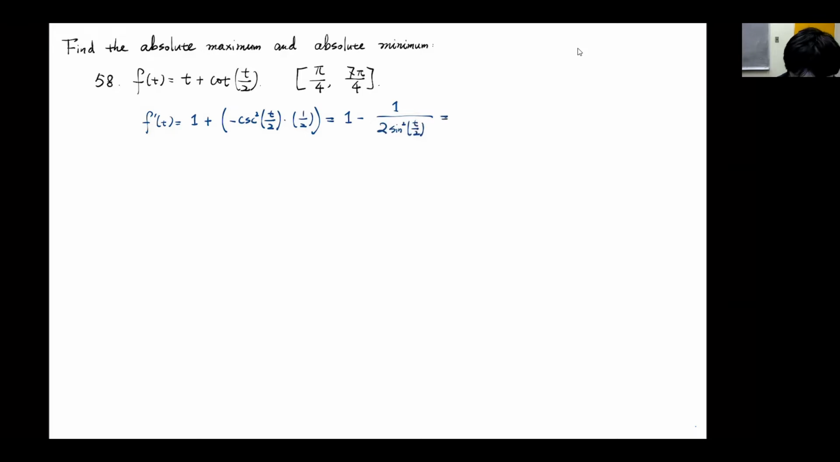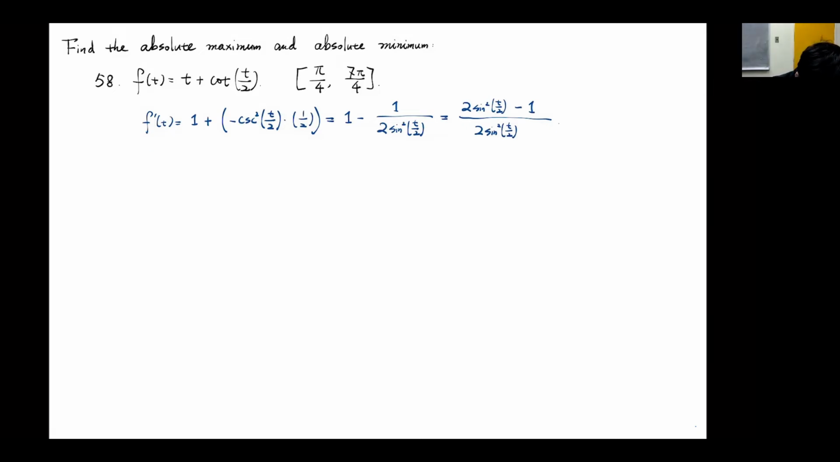And then let's just write it as a simple fraction, so this way it will be easier for us to find the critical numbers. Writing it as a simple fraction, the denominator will be 2 sine square t over 2, and the numerator will be 2 sine square t over 2 minus 1. Okay, so this is the form of the derivative, which is easy for us to get the critical numbers.